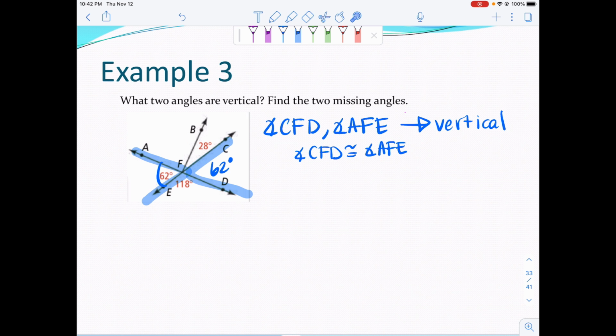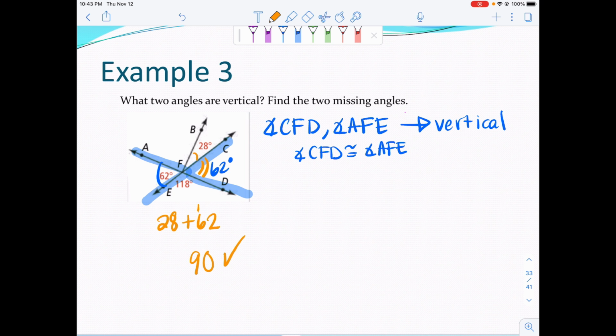So in order for me to find that missing angle, I have to use the information I know. Okay, what information do I know? I know that I have two angles here, 28 and 62, these two angles here. I want to see if they are complementary. What does complementary mean? It means two angles whose sum of the measure is 90. So let's see. If I add them, yes, they do equal 90.